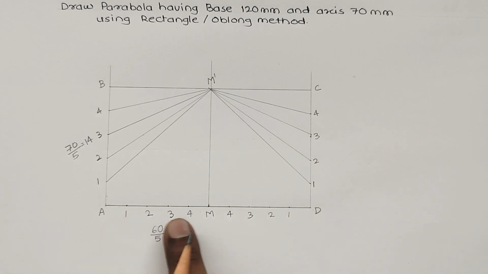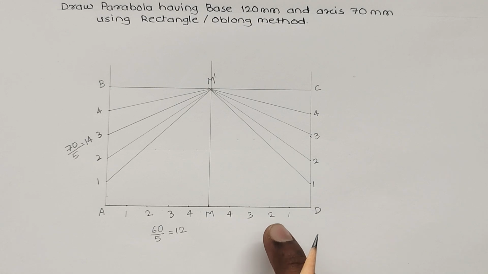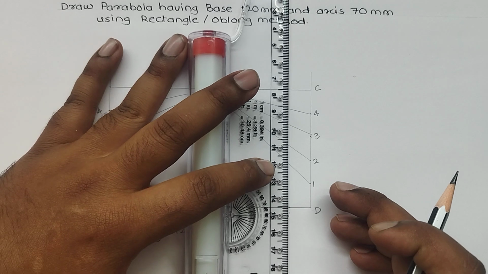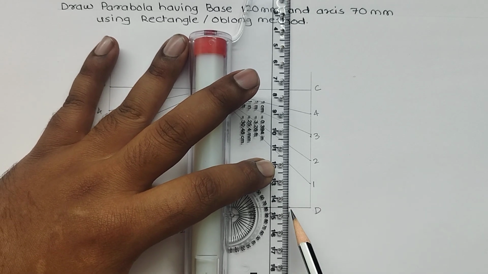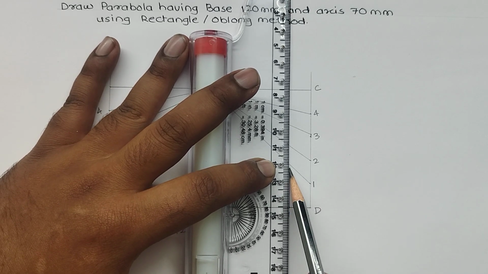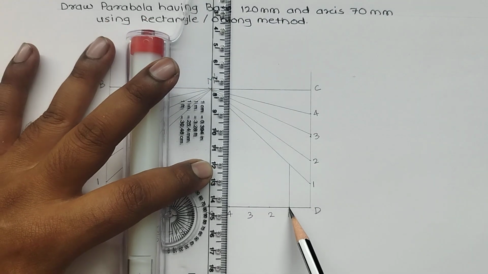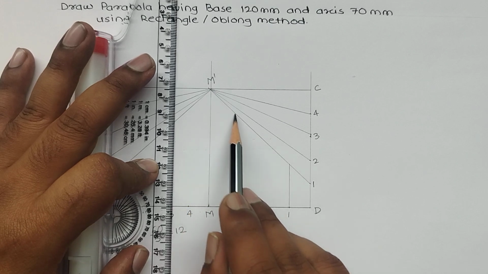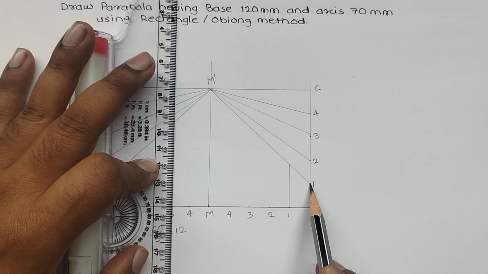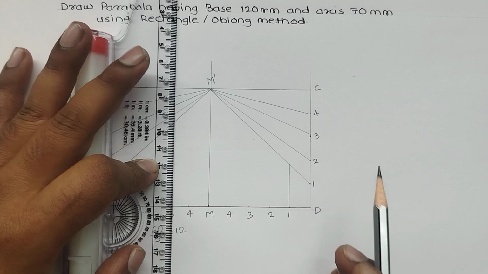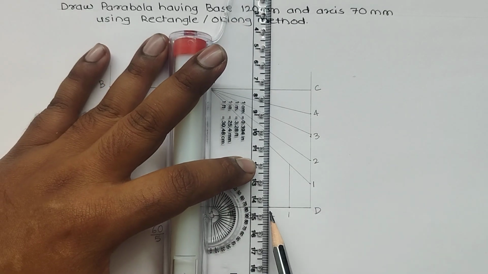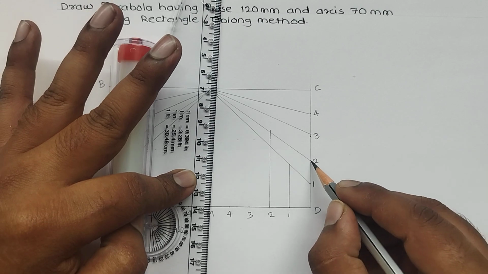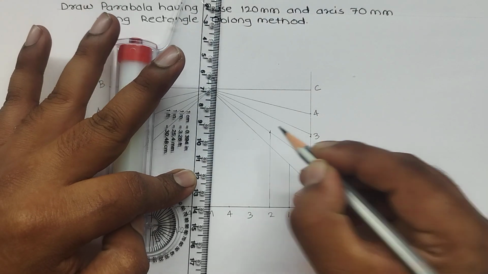Now from all these base points, I need to draw vertical lines. But while drawing vertical lines, remember that I need to draw the vertical line from point 1, but up to this line. This line means the line passing through point 1. In the same way, draw a vertical line up to this line for point 2.